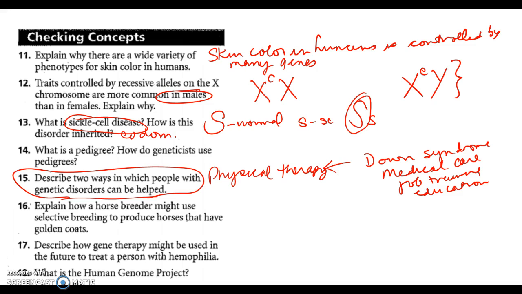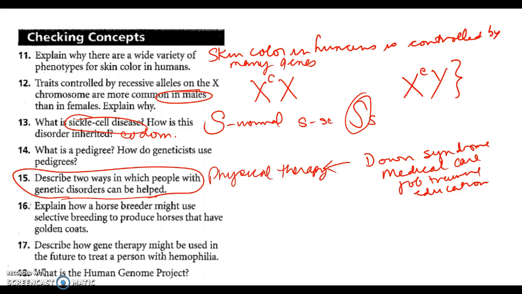Number 16, explain how a horse breeder might use selective breeding to produce horses that have golden coats. Well, the horse breeder would mate only horses that have golden coats. And he would always select offspring with golden coats to be the parents of the next generation. He's trying to get horses that only have golden coats.